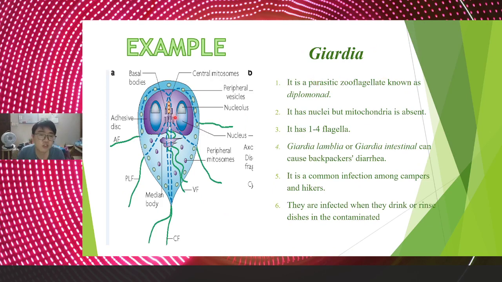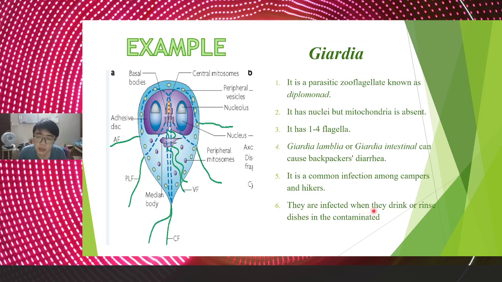It has large nuclei. These are all nuclei, but it has no mitochondria. And it has 1 to 4 flagella. This is its flagella. And this is its species, Giardia lamblia, Giardia intestinalis, which can cause backpackers' diarrhea. This is one of the diseases for humans, and it is a common infection among campers and hikers. For those who hike mountains, they will normally be infected.